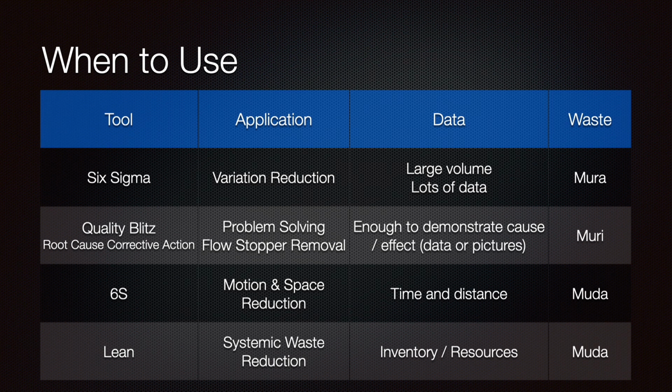And then of course lean itself, which is the bigger picture beyond 6S. That's the systemic waste reduction using all different types of tools, standard work, pull systems, one-piece flow, and so forth. And really what you're trying to do there is make sure your resources are operating as effectively as they can, as well as keeping your inventory low to reduce that waste. So that's when you use those different types of tools to really improve your process and make a difference.